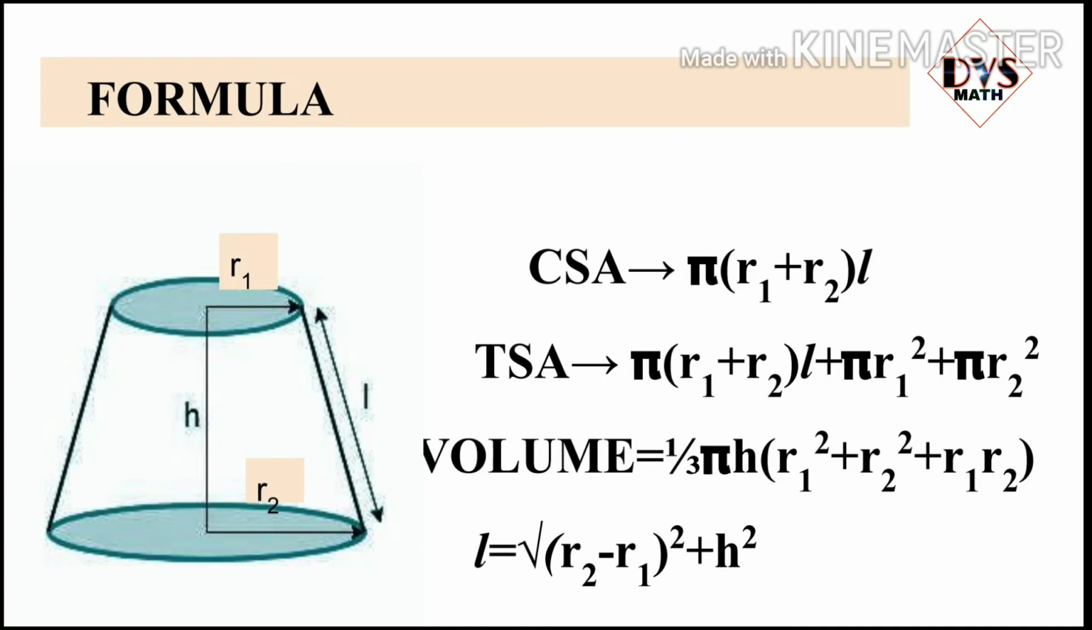Here 1 by 3 pi h, instead of R square we are taking R1 square plus R2 square plus R1 R2. And here L is nothing but the slant height of the frustum of cone, and it is calculated using the formula square root of R2 minus R1 whole square plus h square. So here R2 minus R1 means base circle radius minus top circle radius, plus h is the height of that frustum of cone. Slant height and height, they both are different. Please observe in the figure.